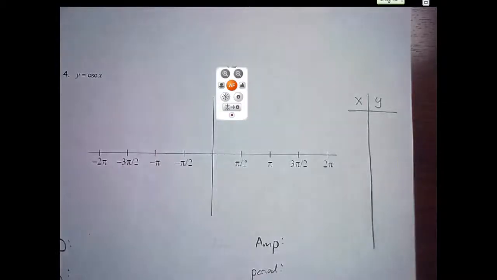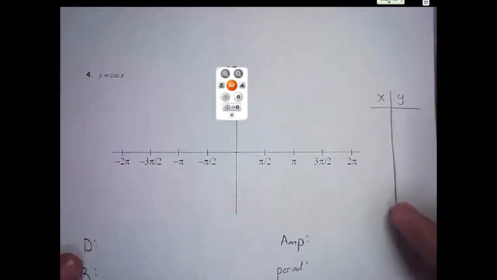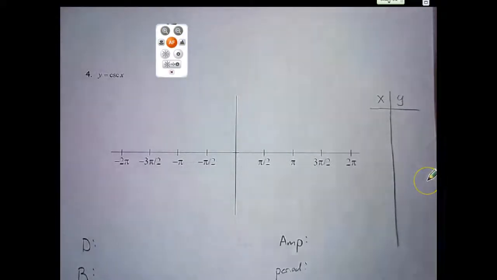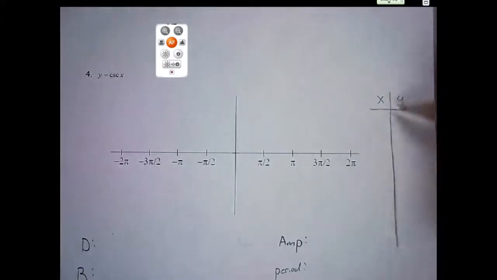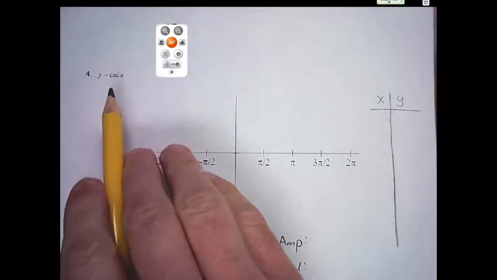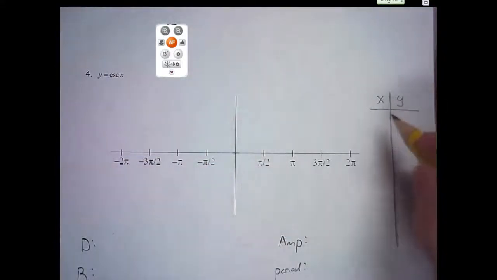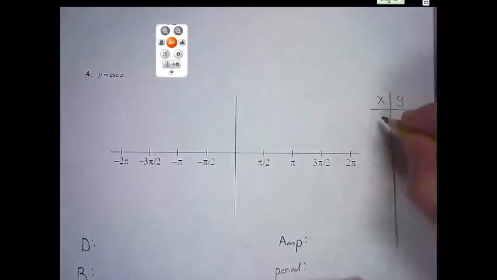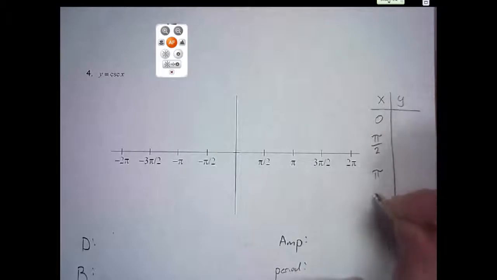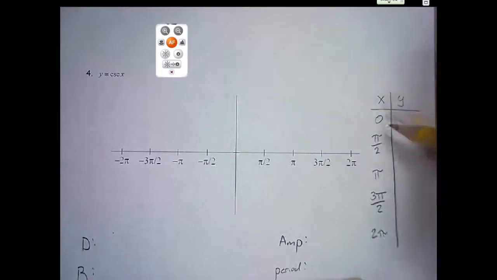cosecant. There we go. This thing is kind of in the way. Alright. First thing we need to do is actually plot the points. Remember, cosecant is the reciprocal or the flip of sine. So whenever you're doing this, the x values are not going to change. They're going to be the same. So it's going to be 0, pi over 2, pi, 3 pi over 2, and 2 pi. Because those are our angle measurements. The x-axis is always your angles.